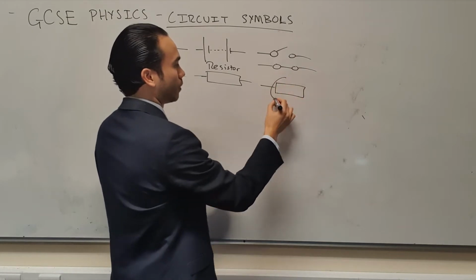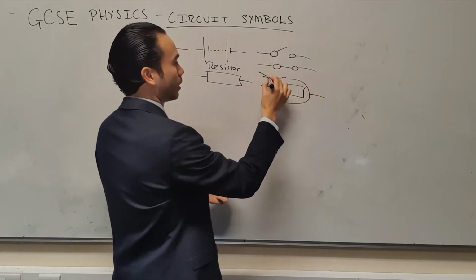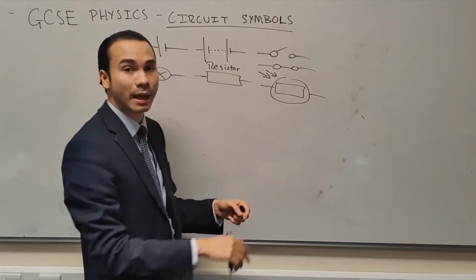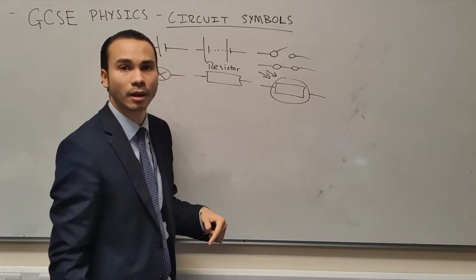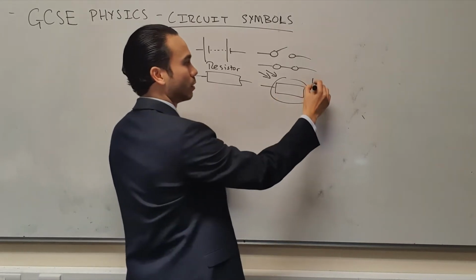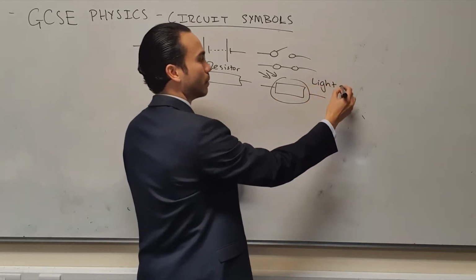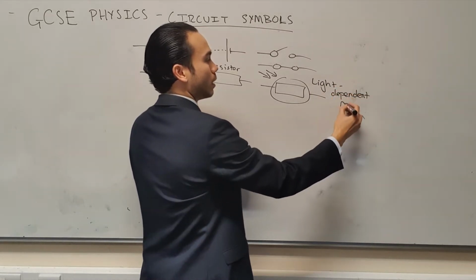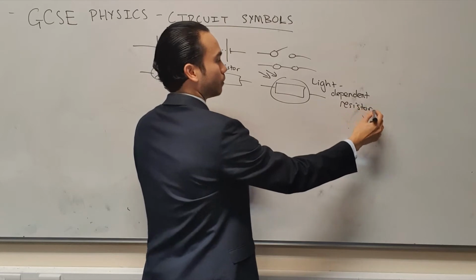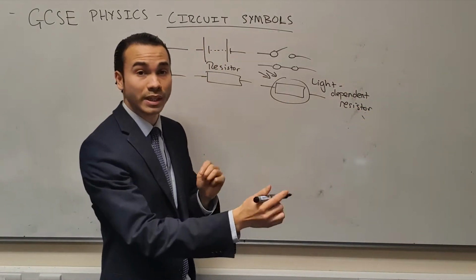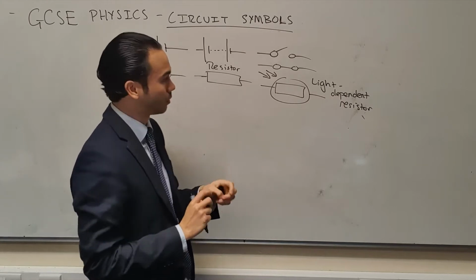This, if I now put a circle around it and put two parallel arrows going down like that, this now becomes a light-dependent resistor. So you've also got to remember this symbol. And as the name suggests, its resistance will change with light. So at high light levels, its resistance decreases.